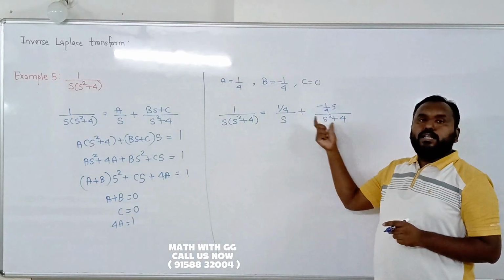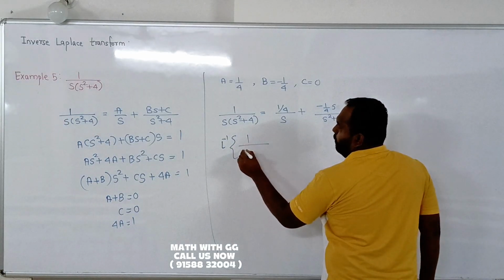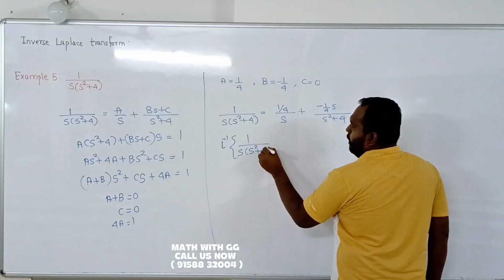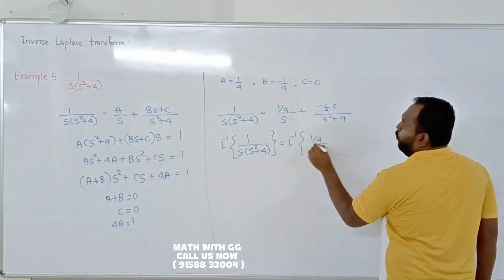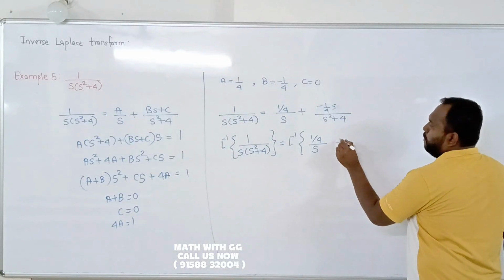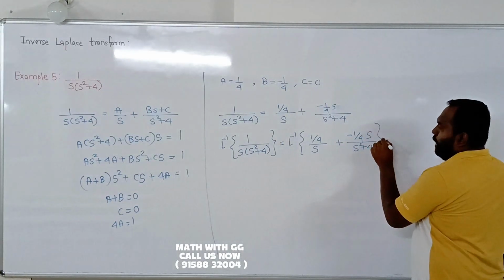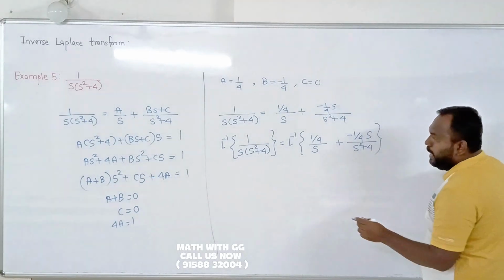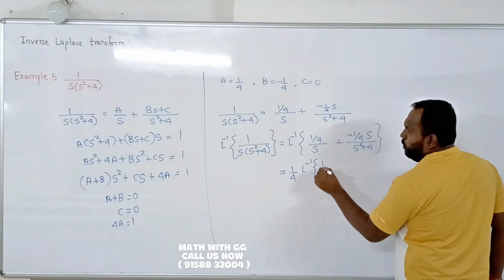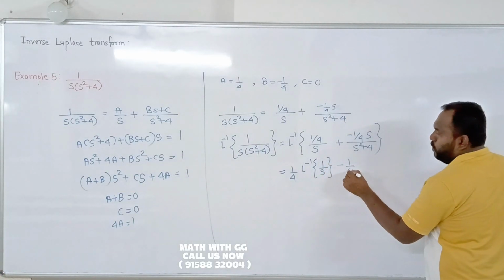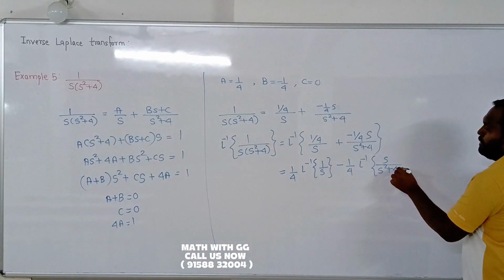So, simply we can rewrite this as minus 1/4 into s upon (s square plus 4). Now, taking inverse Laplace transform on both sides, we get L inverse of 1 upon s into (s square plus 4) equal to L inverse of (1/4) upon s plus (minus 1/4) upon (s square plus 4). Now, using the linearity property, this can be rewritten as 1/4 L inverse of 1/s minus 1/4 L inverse of s upon (s square plus 4).